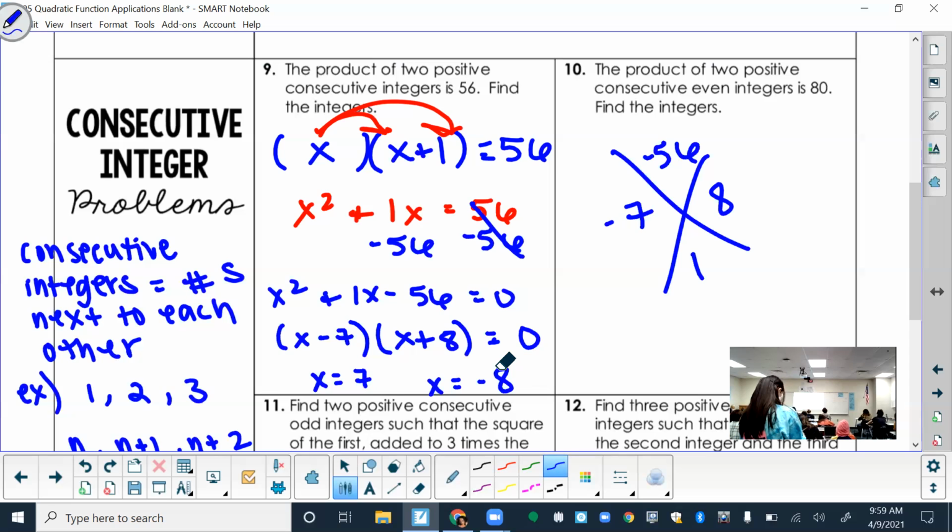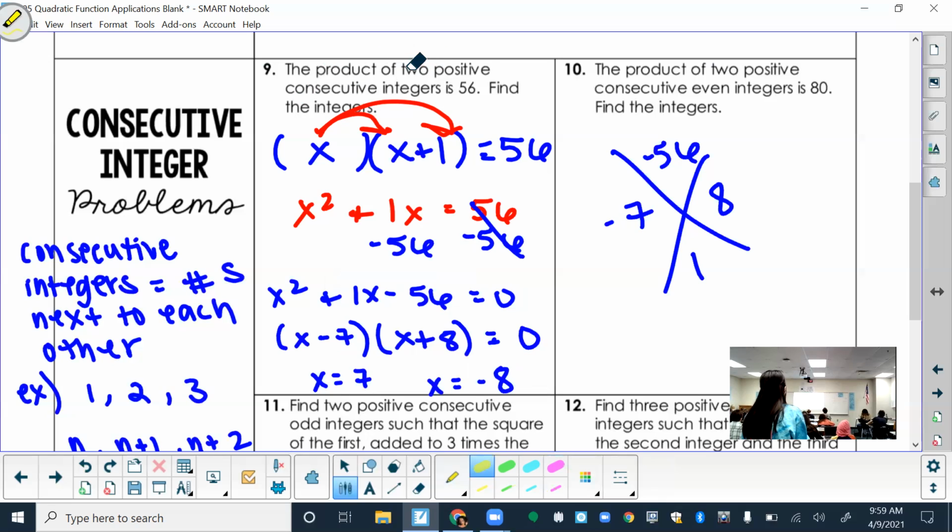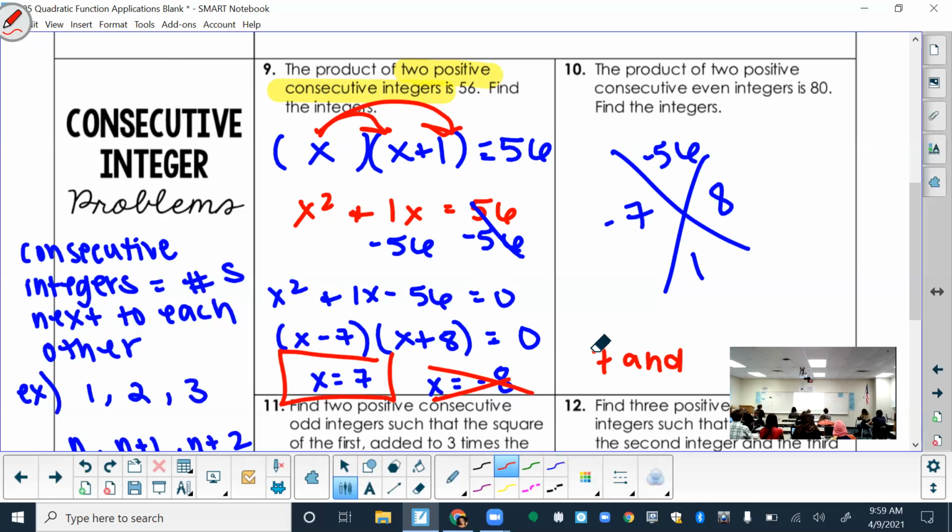The 7, and what tells you that? Good. We're looking for the 2 positive consecutive integers. So that -8 is negligible. We don't want to use it. Doesn't make sense in our problem. We're going to use this one. So one of our integers is 7, right? Because our first number was x, which is 7. What's my second number going to be? 8, because it's 7 plus 1. So if you want to write your final answer, I would say 7 and 8.